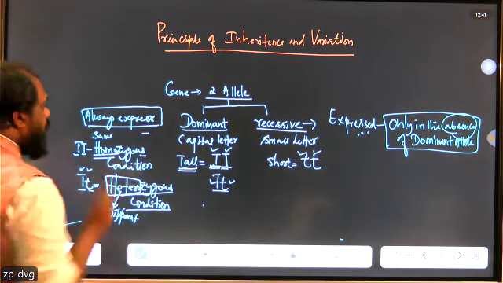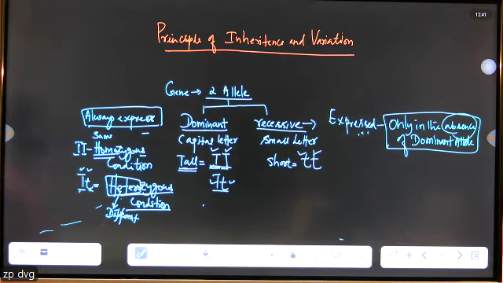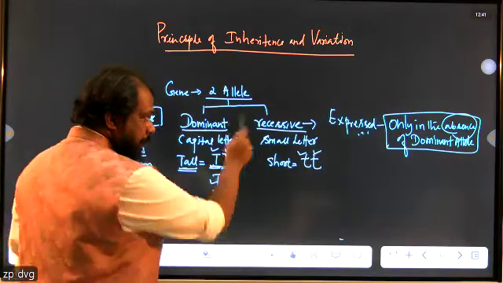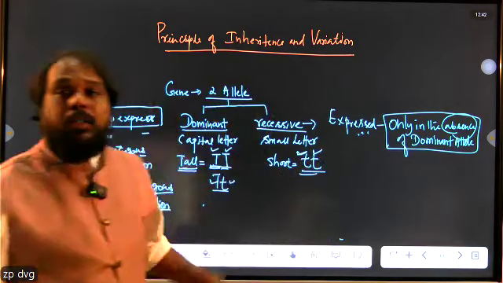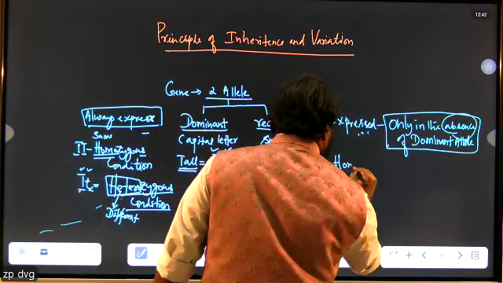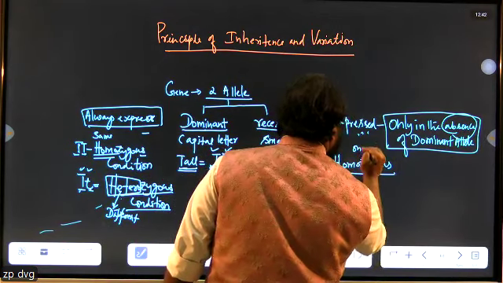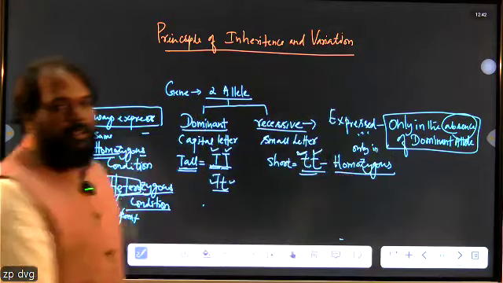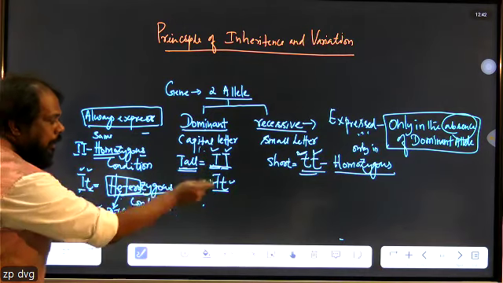So, a dominant allele will be expressed both in the homozygous condition and in the heterozygous condition. What is a homozygous condition? Both the alleles are same. Heterozygous condition, both the alleles are different. But when you look at the recessive, small t, small t, now tell me what is this? Is it homozygous or heterozygous? Yes, it is called homozygous condition. So, a recessive allele will be expressed only in the homozygous condition. But dominant will be expressed in both what? Homozygous condition and heterozygous condition.